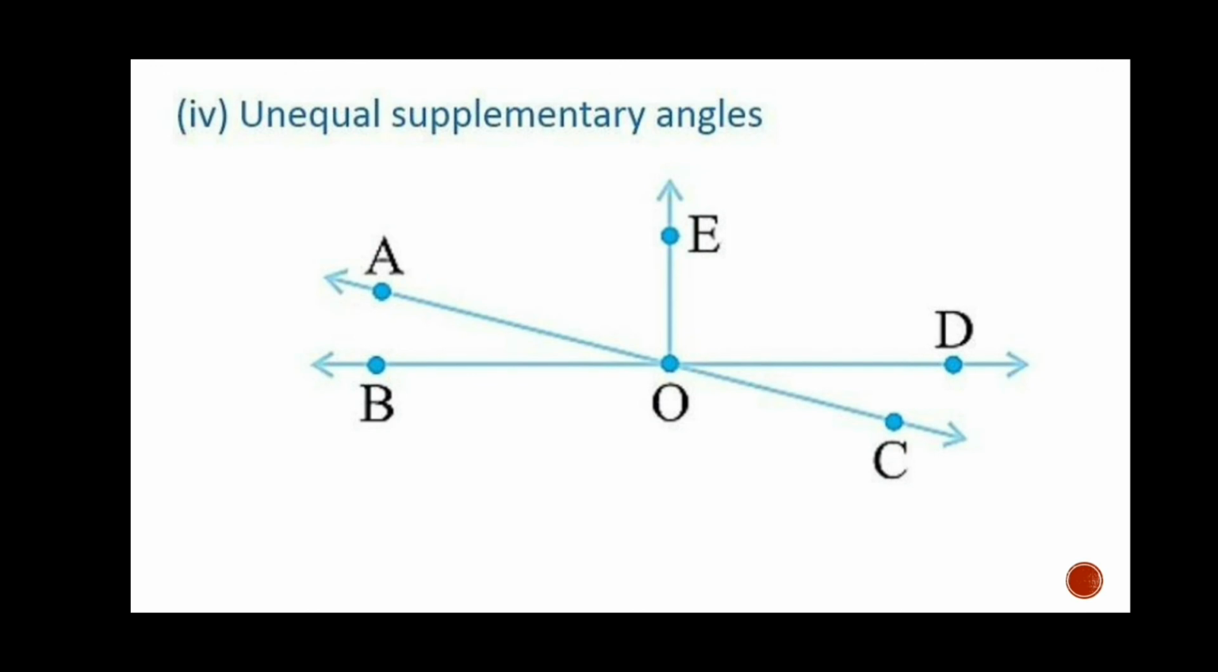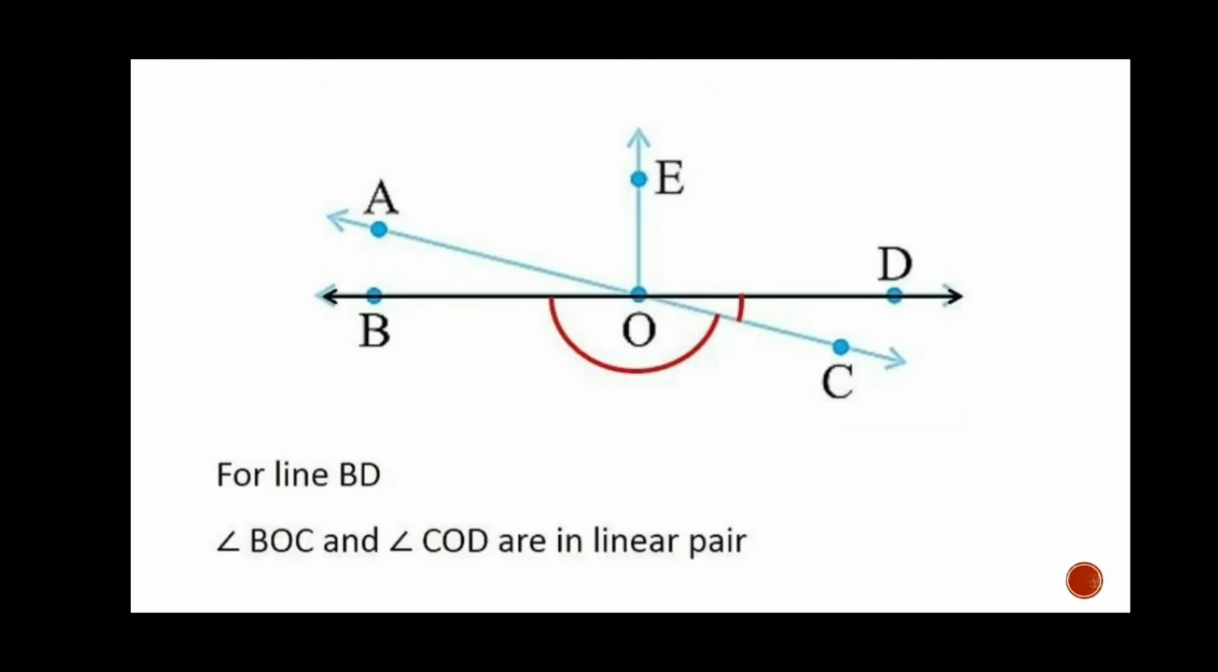Now the fourth one is unequal but supplementary angles. Now we have to find unequal angles and they should be supplementary. So let's see. You can see from the figure that these two highlighted angles are unequal. This is obviously the greater measure and this is the smaller angle. But when we add these two angles, we will get the sum of 180 degrees.